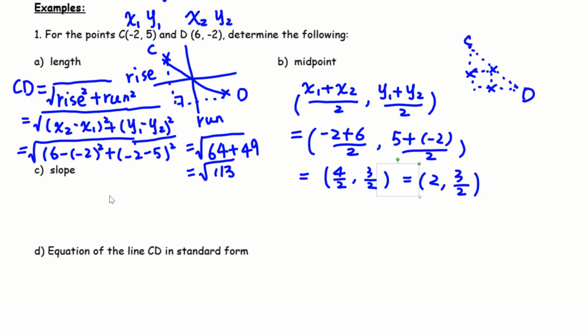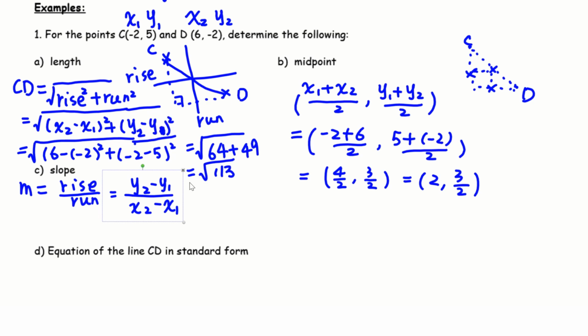Then the next one is the slope. The slope, we know the definition is rise over run between the 2 points. We have found the rise and run from the distance formula already. So rise is y2 minus y1, then run is x2 minus x1. Sorry, this is y2, y1, but it won't change because of the squaring, it doesn't matter which one is at the front. Squared will give them the same.